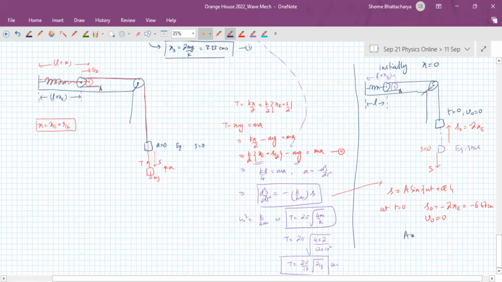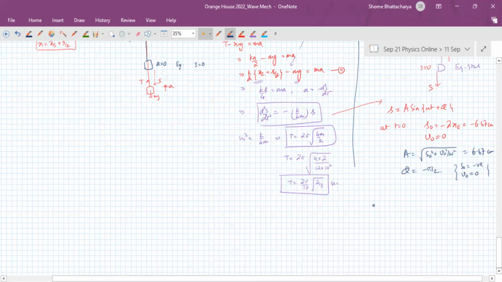So amplitude, and the phase constant will be minus pi by 2 because here s naught is negative and v naught is 0. So the equation of SHM will become like this.